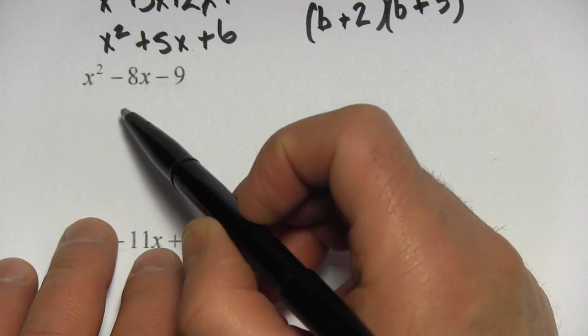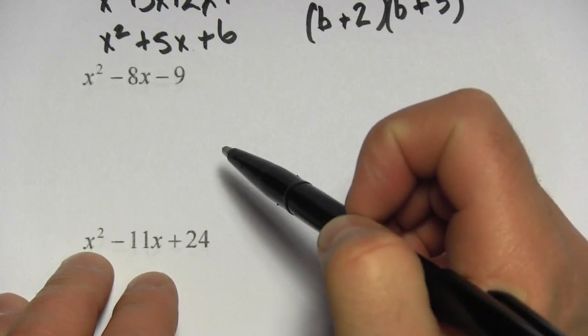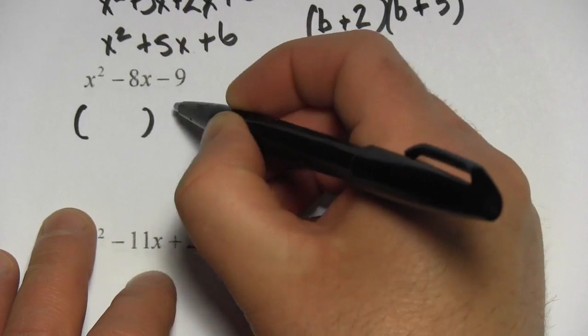So here we go. We have x squared minus 8x minus 9. This is all in the right order. We've got our x squared term first. I know I'm going to have two factors.